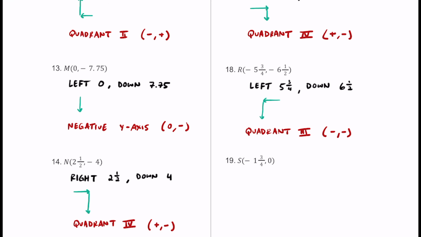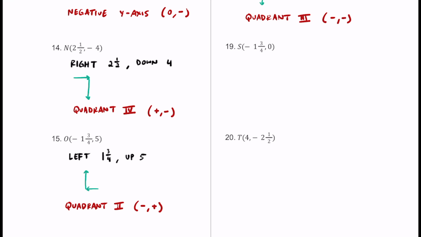For number 19, we have point S, which is going to be at -1 3/4, 0. So the first one's negative, so that's going to be left. We're going to move left 1 3/4 units, and then you can say either up or down 0. I'm just going to say up 0. And basically what we're going to do is start at the origin and just move to the left 1 3/4 units, and then plot a point. We're not going to move up or down because of that 0.